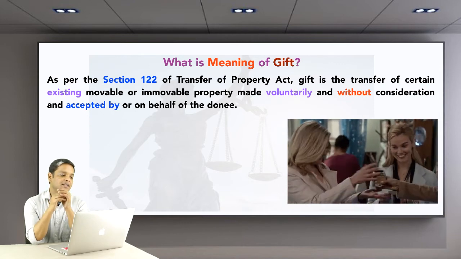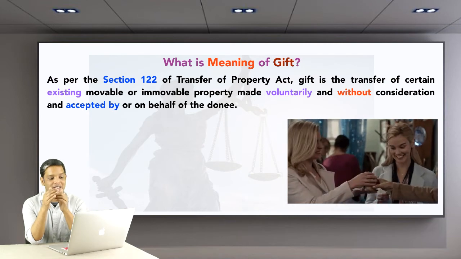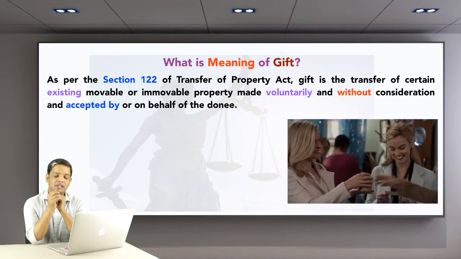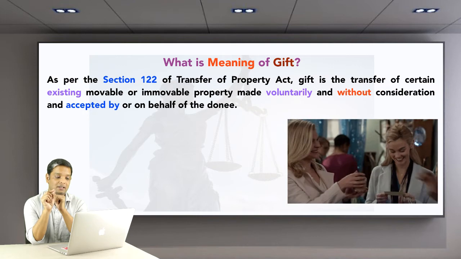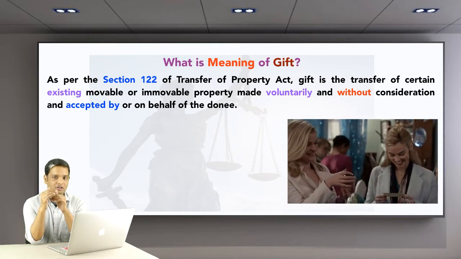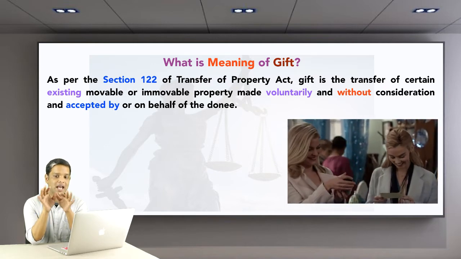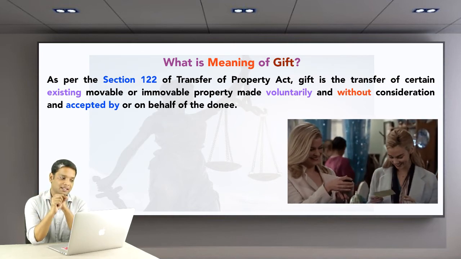The first thing that's saying, the Section 122 of the Transfer of Property Act. So that is understood. Next point, gift is the transfer of certain existing movable or immovable property. So here you need to focus on existing. It must be existing, whether it is movable or immovable property. It's not like something futuristic object that you are transferring or gifting, not at all. It has to be there in the present scene.